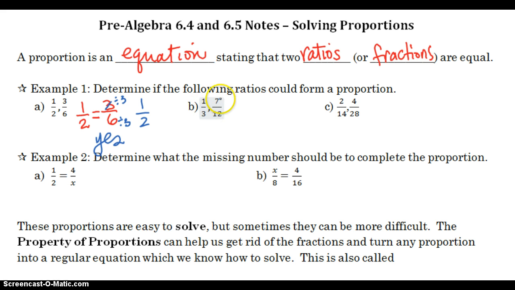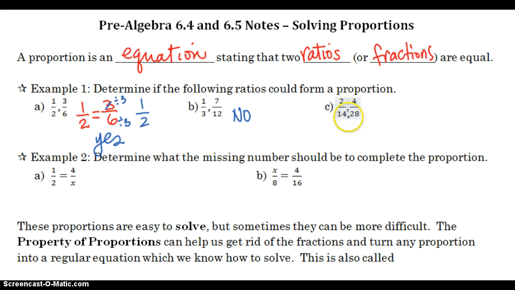Let's check 1/3 and 7/12. Well, 7 does not go into 12 evenly. I can't think of a number that goes into both 7 and 12, so no, 1/3 and 7/12 are not proportional.